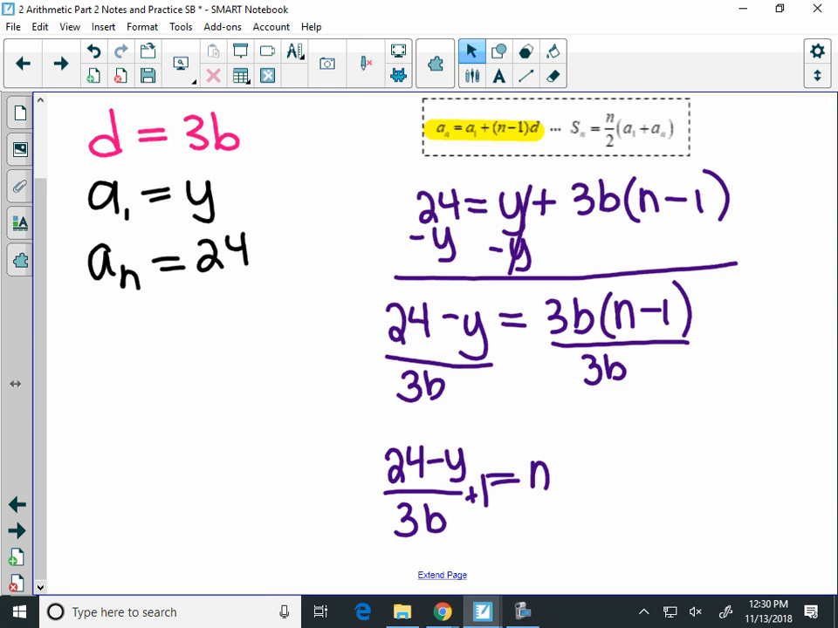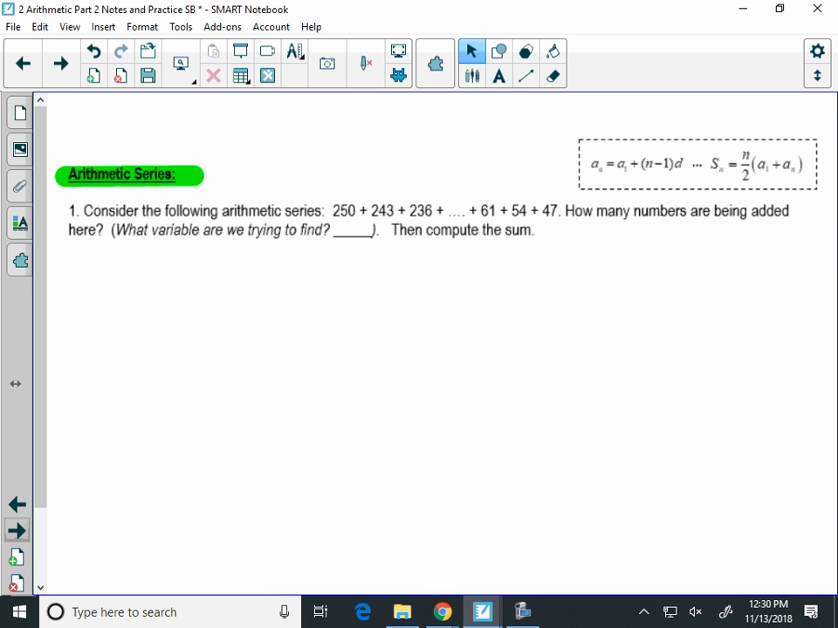So let's flip the paper over. Let's do one or two really quick series problems. So this is now sums, and we only have, I think, one or two more, and then we'll be done. Okay? So consider the series here. 250 plus 243 plus 236, on and on, up to 47. How many numbers are being added?